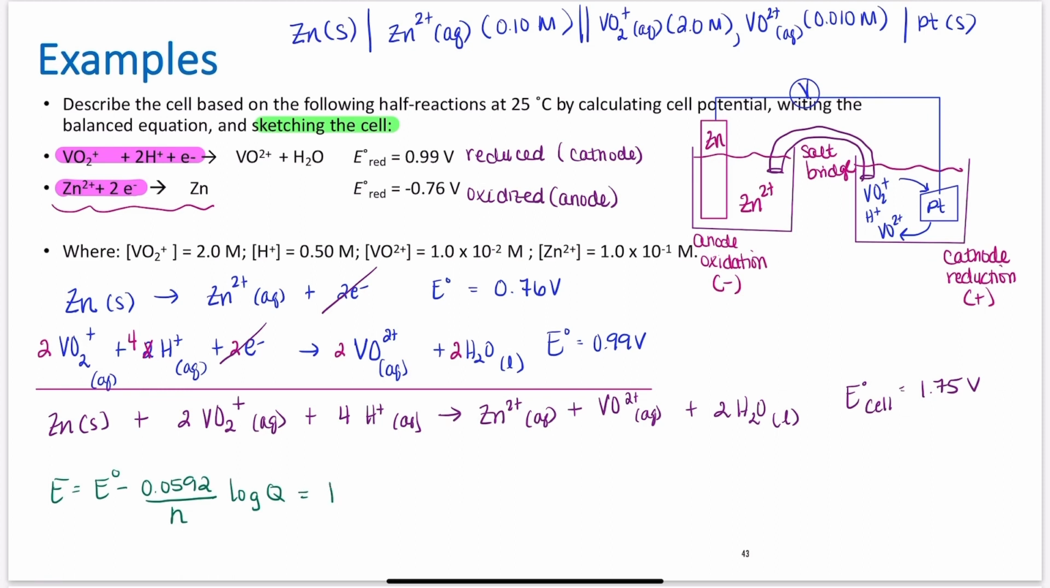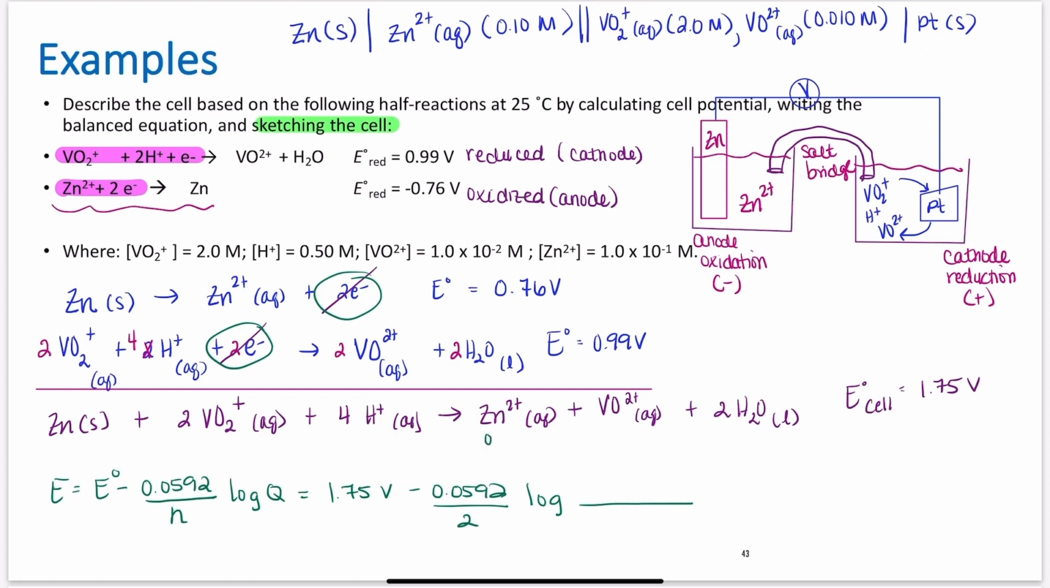Well, I just figured out my standard cell potential was 1.75 volts, 0.0592. I know that 2 moles of electrons were transferred because I've got 2 electrons here, 2 here, times the log of Q. I want my concentration of my products over the concentration of reactants. This is why I like the balanced equation, because it helps me identify what's where.